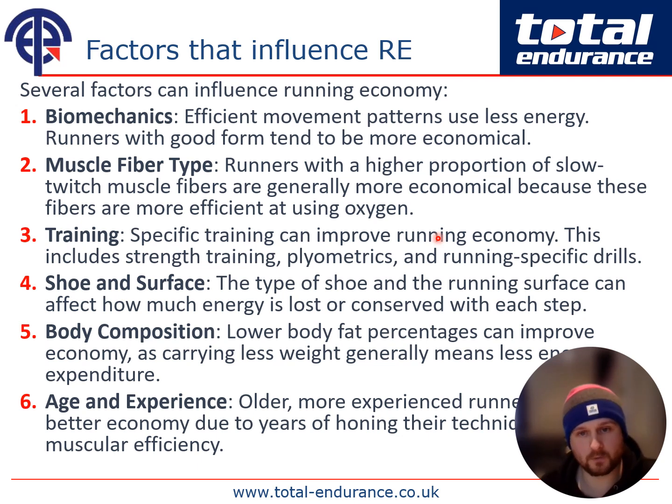So generally, what you're trying to do with training is reduce the usage of your fast twitch muscle fibers, increase the use of your slow twitch muscle fibers, and get more efficient from your slow twitch muscle fibers. That's not something you can actively quantify, but it definitely means that the more fast twitch muscle fibers and the more muscle mass you have, the worse your running economy is generally going to be.